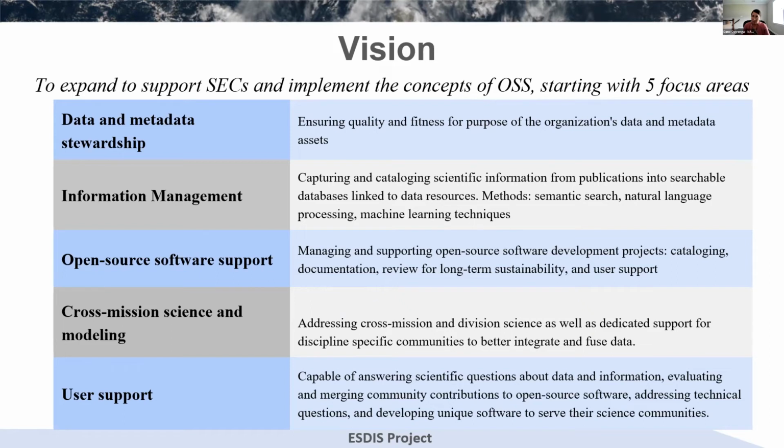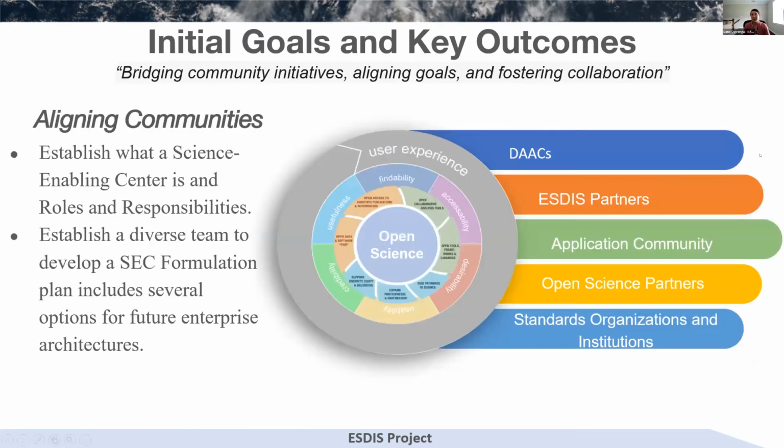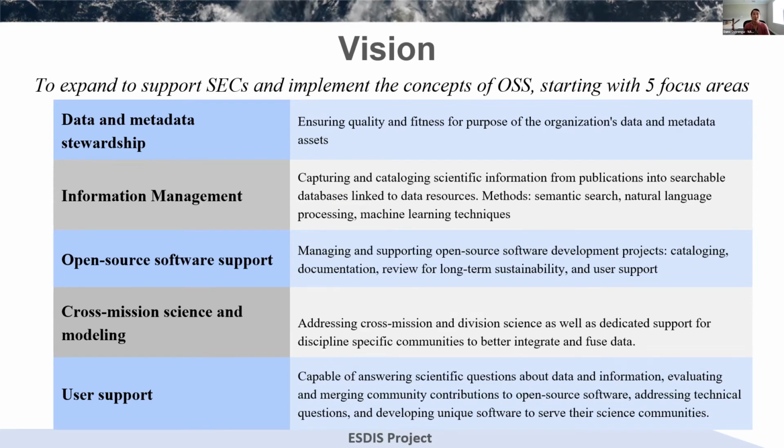Then we have open source software support. We want to make sure that we enable the management of open source software and make sure that the information on those different software packages is available for users. We have cross-mission science as a focus, leveraging off of Vanina's recent discussion. We want to make sure that we're addressing any kind of interdisciplinary research and any visioning needs within science to support those communities and facilitate data fusion. And last, we have the user support area. We just want to make sure that we have subject matter experts available to answer any scientific questions about the data or information that we disseminate, and that we have all the folks available to support the open source software tools and services and address any kind of specific technical information.